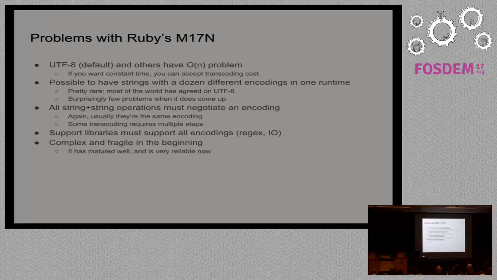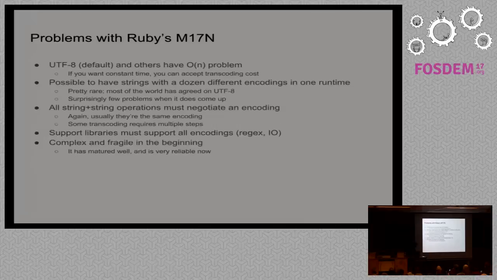Like I say, it's possible to have an arbitrary number of encodings floating around in the system, but it's rarely done, and it's almost never a problem. Usually you're dealing with one encoding, or you actually convert things into UTF-8 and use that internally. So that doesn't come up too often. If you've got lots of strings with different encodings, every time you do a string operation with another string, you've got to find some common ground there.